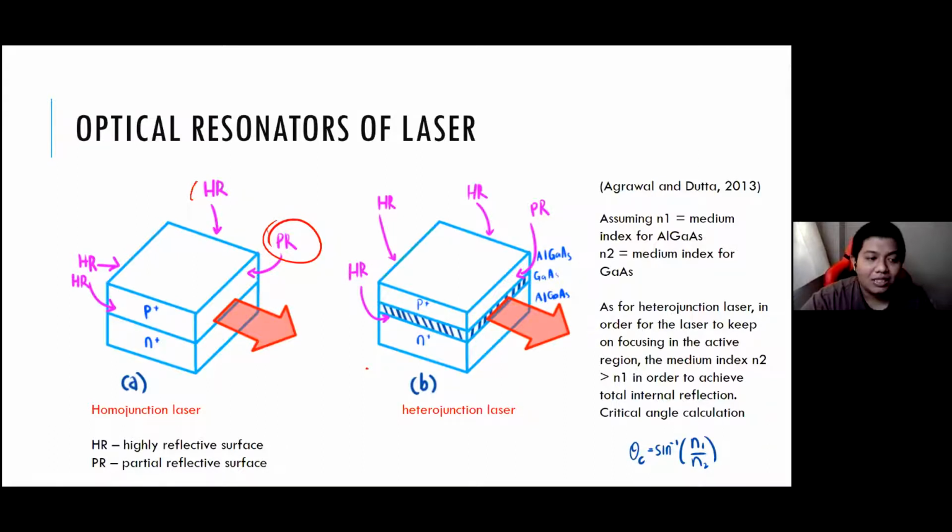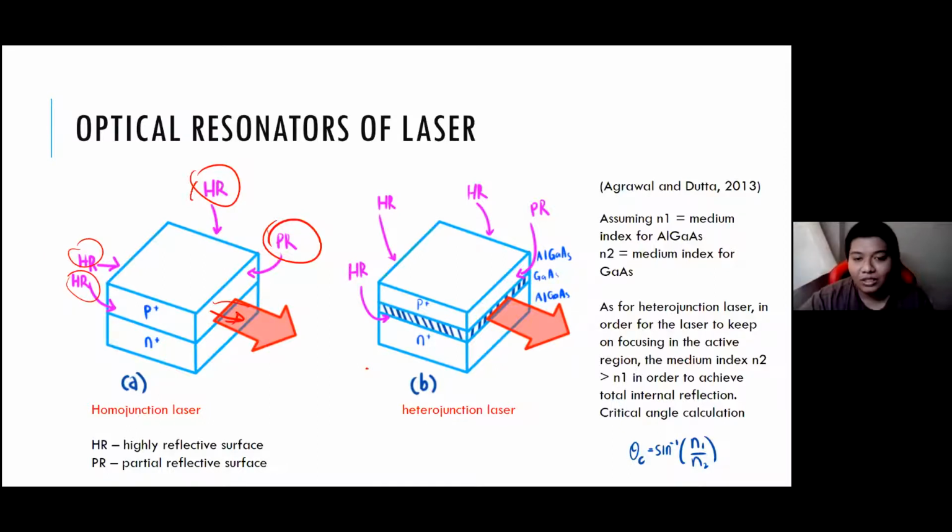That's why this highly reflective surface is very important, so that the photon is not going out at every single side of the laser, and it's only going out at a single portion of the partial reflective surface, which means everything inside, the photons in here would be bounced around, and it would come out at the partial reflective surface. That is for the homojunction laser.